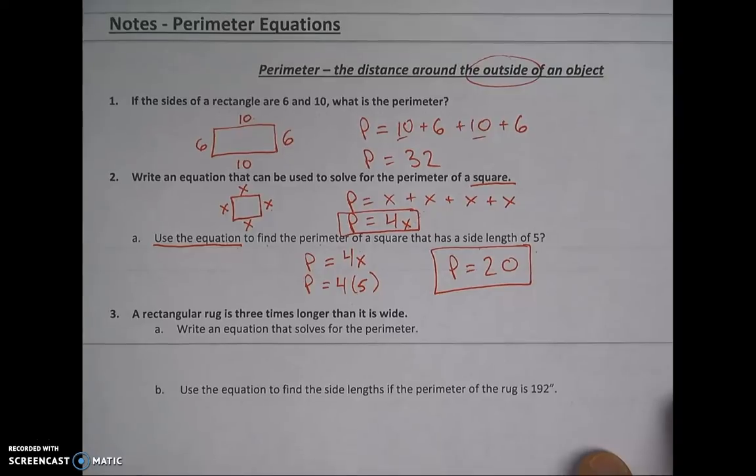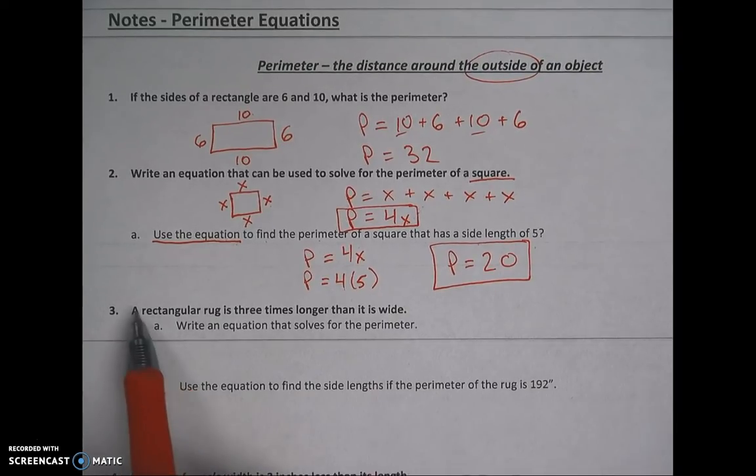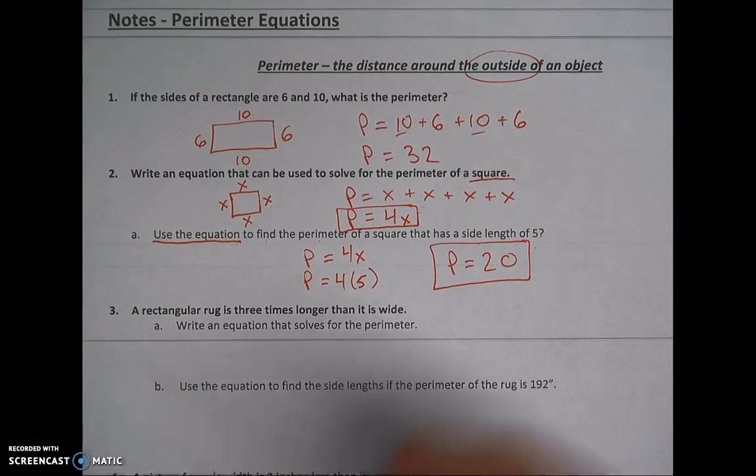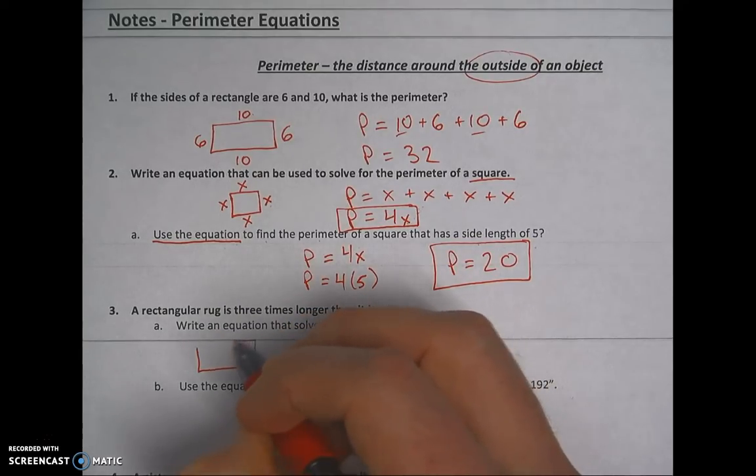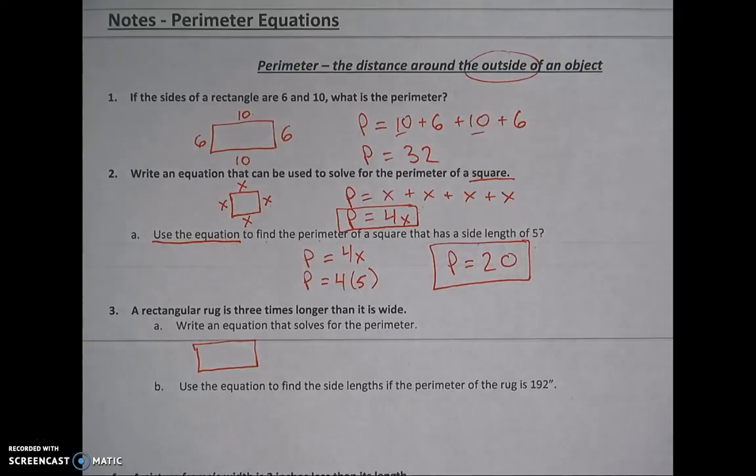Number 3, write an equation that solves for the perimeter. Here's the situation. A rectangular rug. Draw the picture. As soon as they start talking about a shape, draw it. Rectangle. 3 times longer than it is wide.